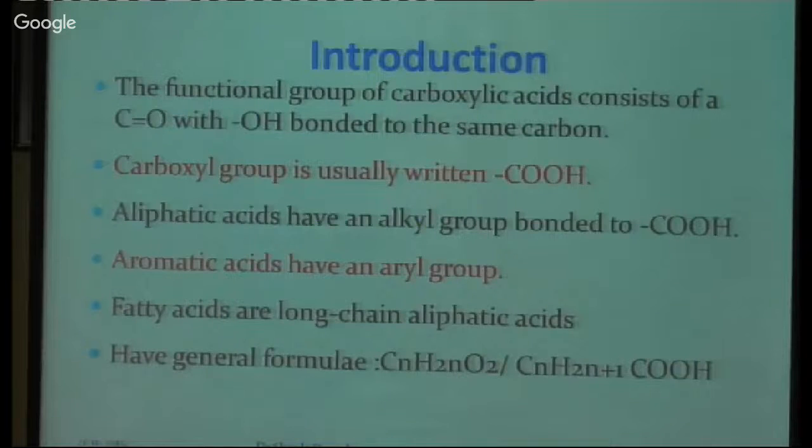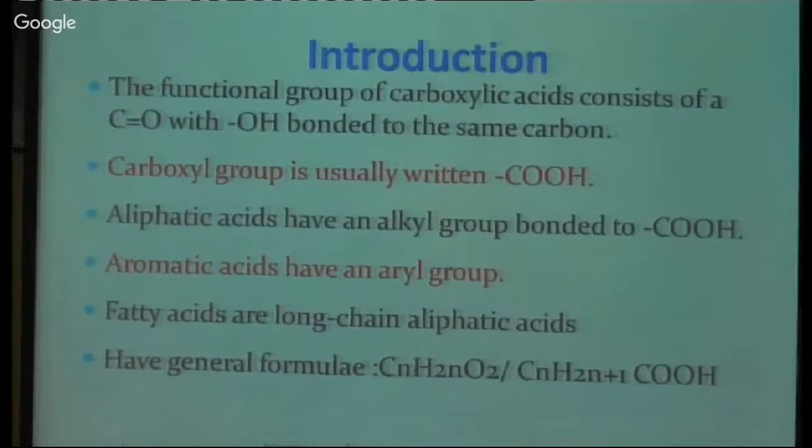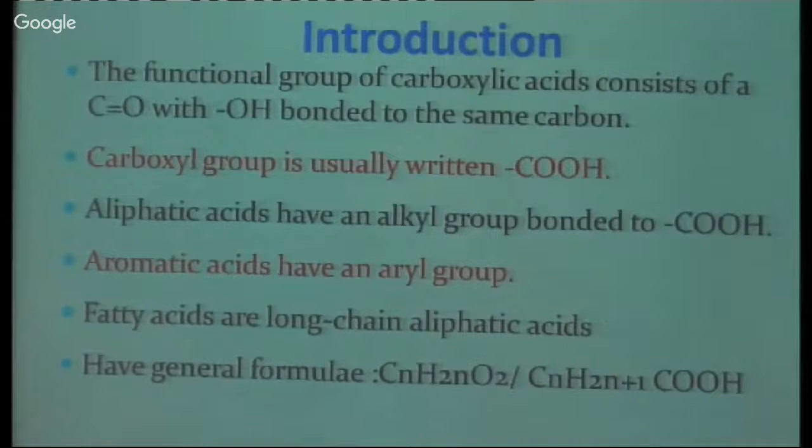So, what are carboxylic acids? If you look at the structure, we have in the last class discussed 2 compounds which have a carbonyl group, that is the aldehydes and the ketones. Carboxylic acids also have a carbonyl group, but in addition to the carbonyl group, they have a hydroxyl group which is attached to the same carbon. So this group is what we call the carboxylic group.